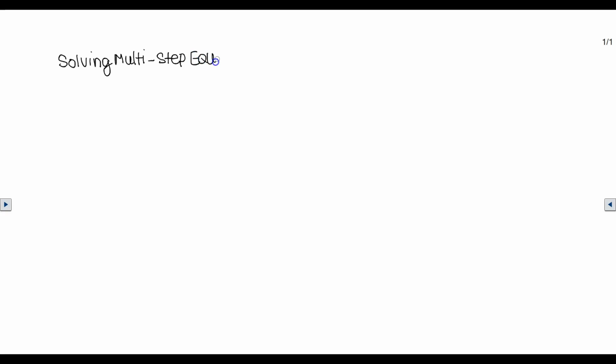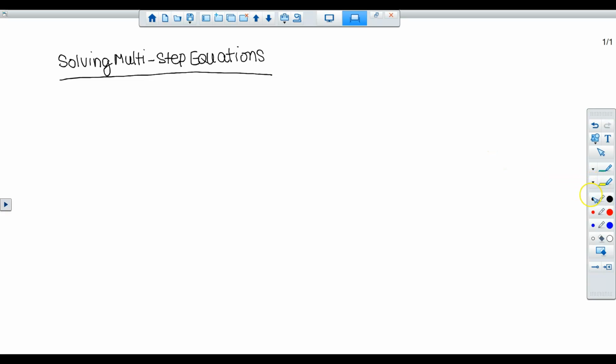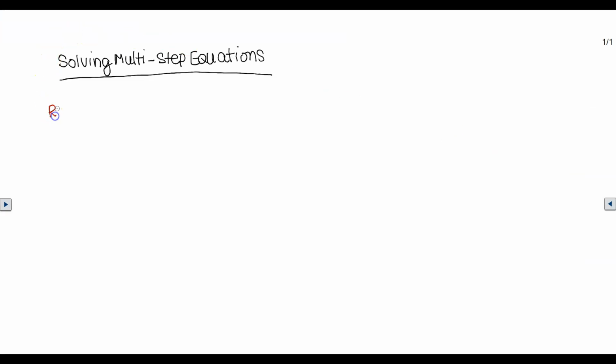So, solving multi-step equations. Alright, before we do some problems, I want to remind you, when we first started this whole process of solving equations, there were some equation rules that I asked you to learn. And you will need to know those for tomorrow's test.